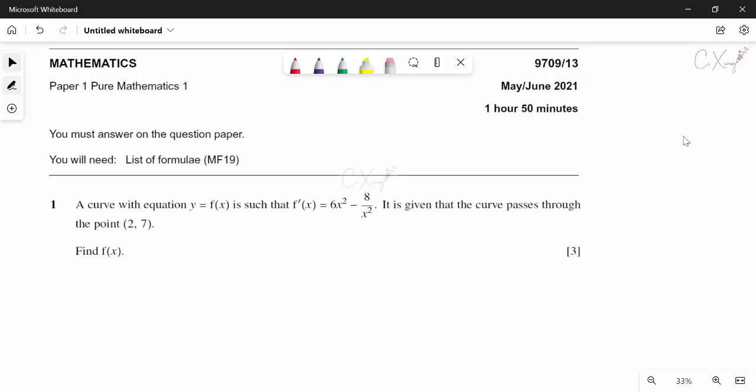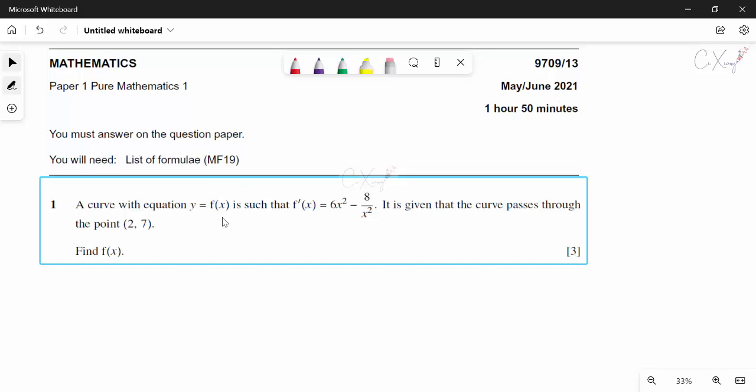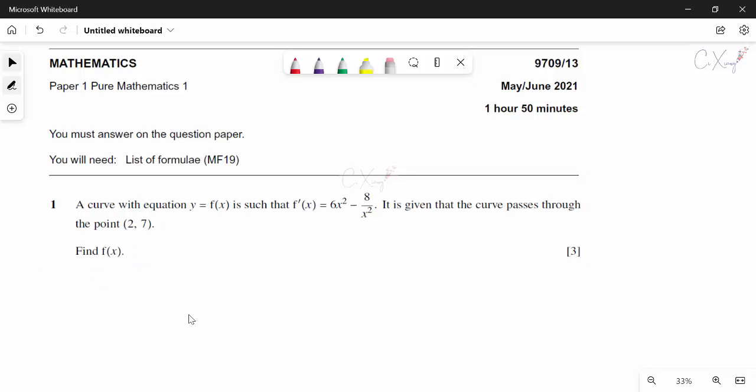Okay, so for this video, we are going to discuss the paper 1 with the variant paper 1-3 for May, June 2021. Okay, so for question number 1, there's a curve with this f prime x expression. It's given that the curve passes through the point (2, 7), and they want us to find out the f(x). Okay, so to find the f(x), generally we need to do the integration.